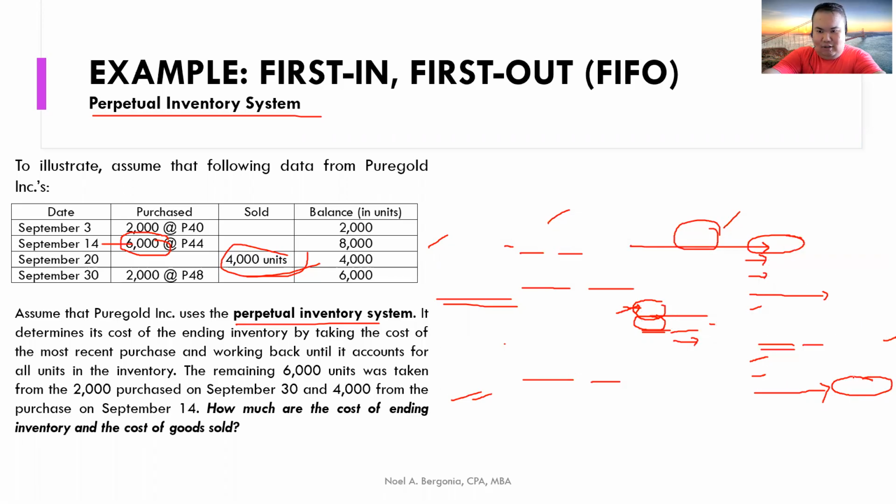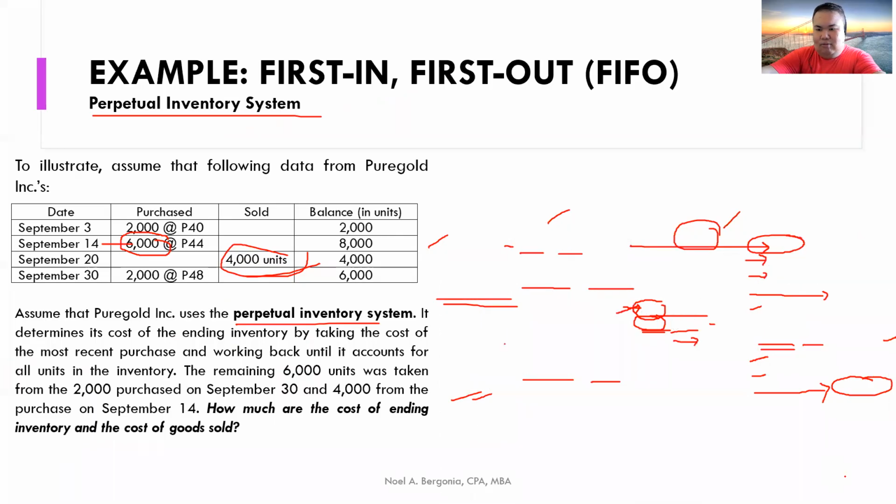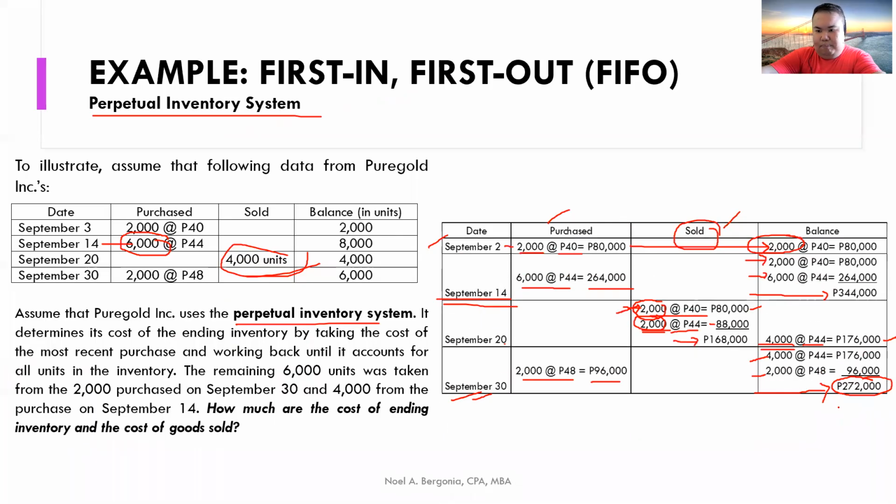Sige, tignan natin yung periodic. Ang cost of goods sold niya is 168 and your ending inventory is 272, no, for periodic. Pero sa perpetual, same lang din sila, di ba? 272 pa rin yung ending inventory kasi nga, ang pinanggalingan din naman is the most recent purchases. Okay, na yung September 30 and natira ng September 14. And our cost of goods sold, as you can see kanina in the periodic, you have 168,000. Ngayon din po, 168,000 siya for perpetual.